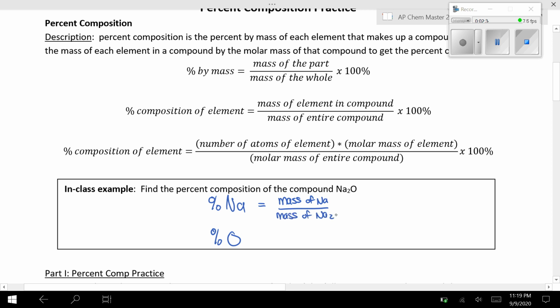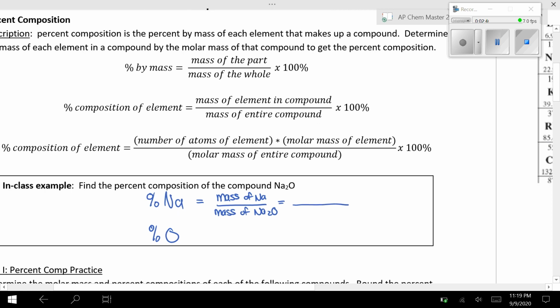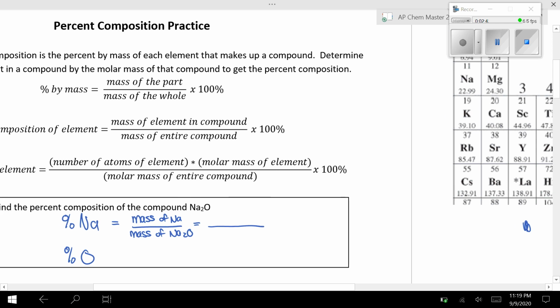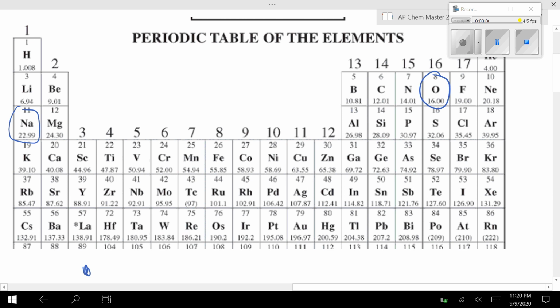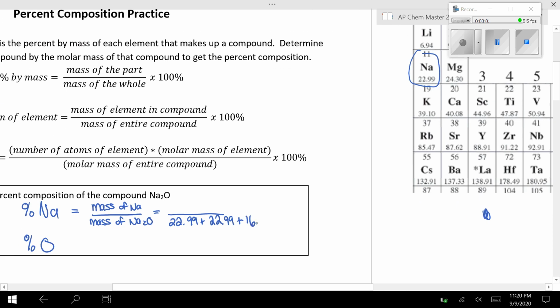The way that we're going to find this is to look up on our periodic table, here's our sodium. So the sodium oxide is made of 2 sodiums. So I've got 2 sodiums, and I'm going to write it out like an addition, and then 1 oxygen over here. Oxygen weighs 16. Okay, so that is the mass of my sodium oxide. And then for the mass of the sodium, keep in mind there's 2 sodiums, so we want to double that mass.